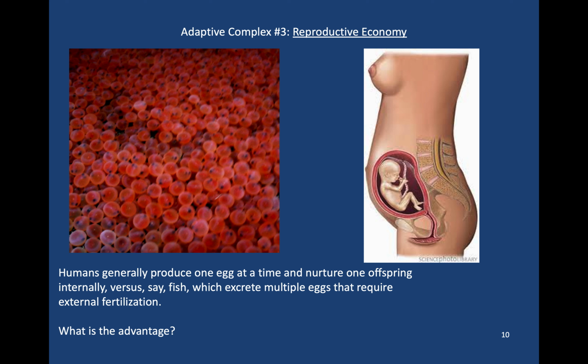Okay, and we're going to talk more about that when we get down the line in terms of some other things about humans that make this even more of an advantage and more special. Okay, so that's reproductive economy. That is, how are you reproducing? What's the ratio of success in terms of the egg and the ultimate culmination of the offspring? Okay, hopefully that makes some sense.